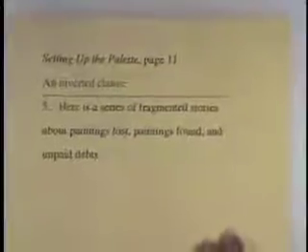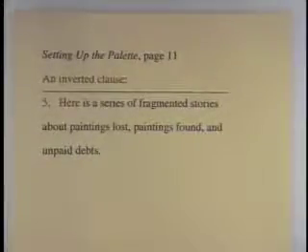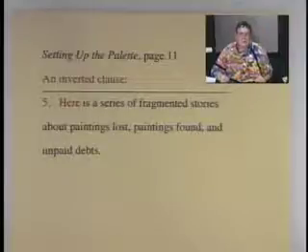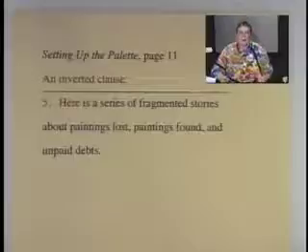So if you'd go to page 11, you have an example of an inverted clause. Again, try to get the jump on what I'm saying and see if you can sort out for yourself where is a verb. A verb would make me happy if you found that right now, but you can look for a subject as well. So the sentence reads this way. Here is a series of fragmented stories about paintings lost, paintings found, and unpaid debts. Now I'm looking at that sentence and I'm having trouble finding a subject. So what I want to do is to try and find a verb.